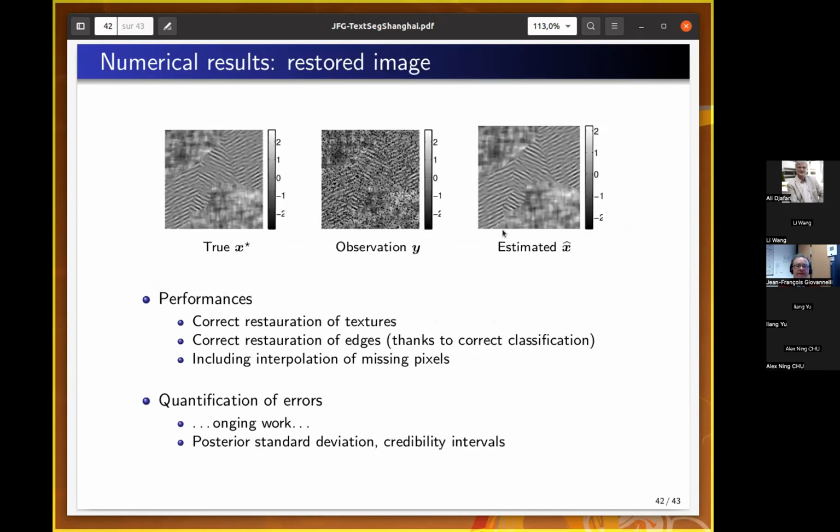Okay, and this is the estimated image. This is the true one. This is the data, missing pixels and noise, and this is the estimated image. We have a correct estimation of the unknown image. In the paper, we have produced precise quantification of errors. Okay, we also have posterior standard deviation or credibility intervals to assess uncertainty quantification. Okay. And this is my last slide.